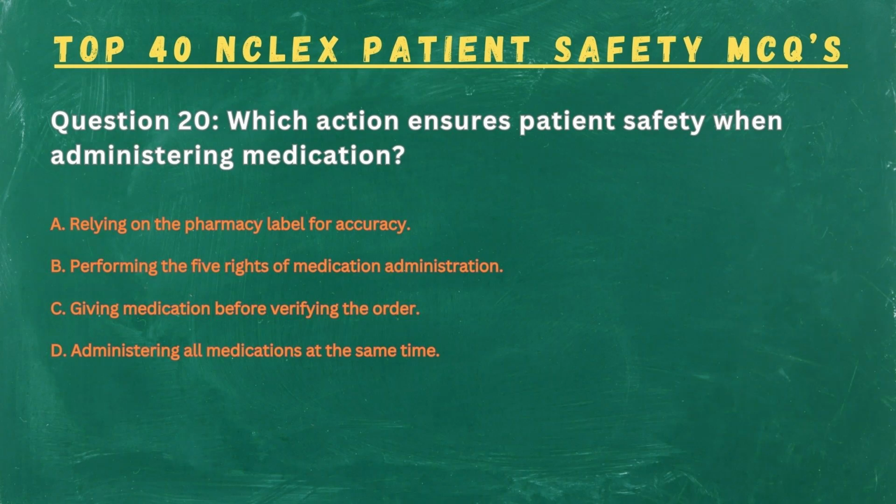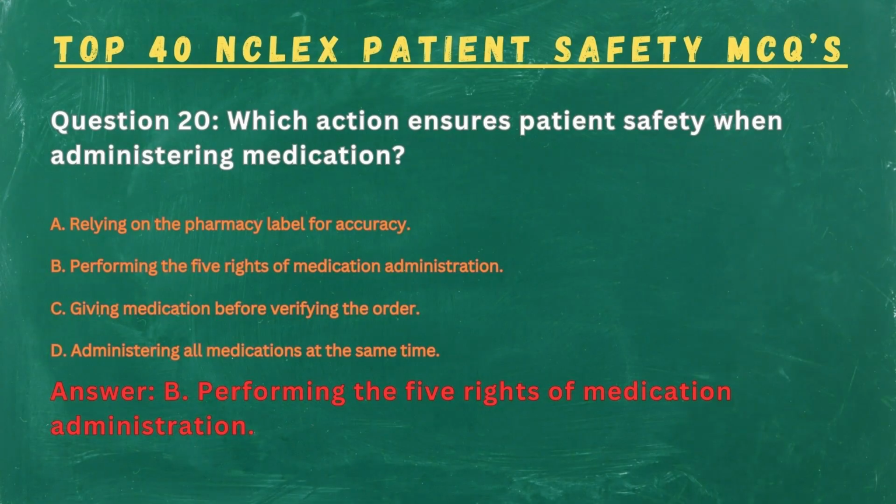Question 20. Which action ensures patient safety when administering medication? A. Relying on the pharmacy label for accuracy. B. Performing the 5 rights of medication administration. C. Giving medication before verifying the order. D. Administering all medications at the same time. Answer: B. Performing the 5 rights of medication administration.